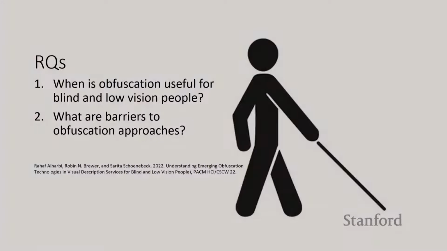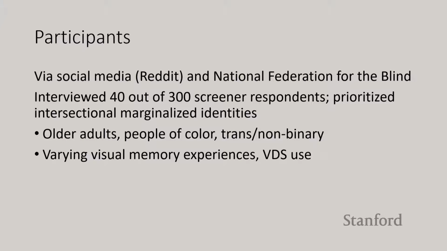So then we did a study, and the two primary questions guiding this study are, one, when is obfuscation useful for blind and low vision people? And two, what are the barriers to these obfuscation approaches? Just for the purposes of time, I'm going to focus on this second research question, the barriers to obfuscation approaches. For this study, Rahaf started by recruiting on social media and through the National Federation of the Blind. From this very intentional recruitment process, we learned specific challenges that blind and low vision people at the intersection of different ethnicities, ages, genders, and other disabilities anticipated facing with obfuscation.